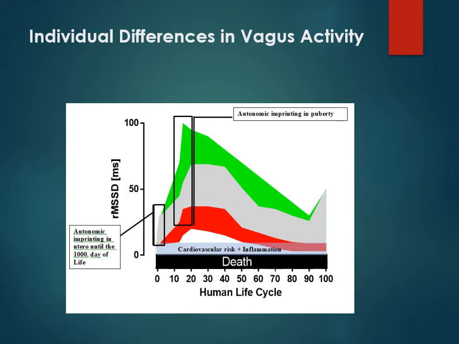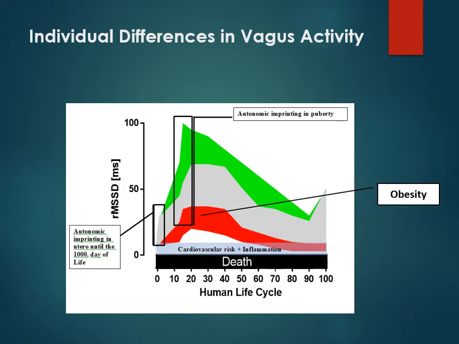Again, we can recognize the steep increase of vagus activity by autonomic imprinting within the first 1,000 days of life. There's a further steep increase during puberty and a steep decrease between 40 and 15 years of life, and a further slow decrease of heart rate variability until death.